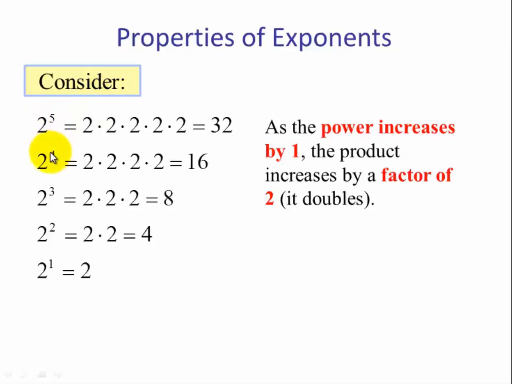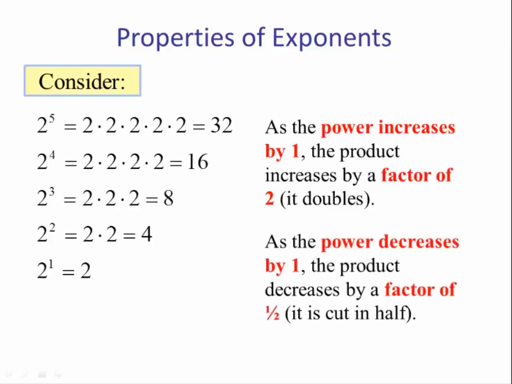Now if we look at it as decreasing, so if we go 2 to the 5th to 2 to the 4th, 32 to 16, then 16 to 8. So what happens here is we are cutting the value in half, or we're dividing by 2. So we could say as the powers decrease by 1, the product decreases by a factor of 1/2, or is cut in half, divided by 2.